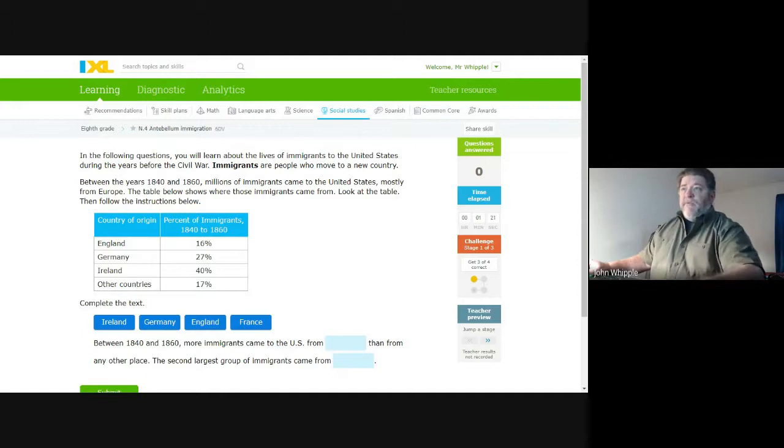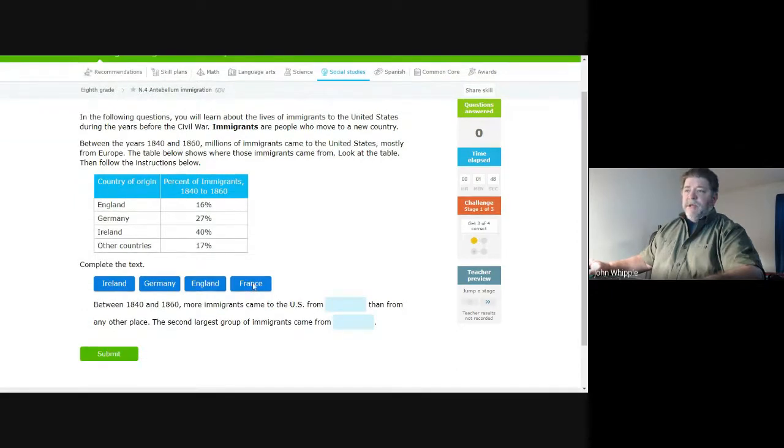Between the years 1840 and 1860, millions of immigrants came to the United States, mostly from Europe. The table below shows where those immigrants came from. Look at the table and follow the instructions below. It lists the country of origin and the percent of immigrants from 1840 to 1860. So we got England 16%, Germany 27%, Ireland 40%, other countries 17%.